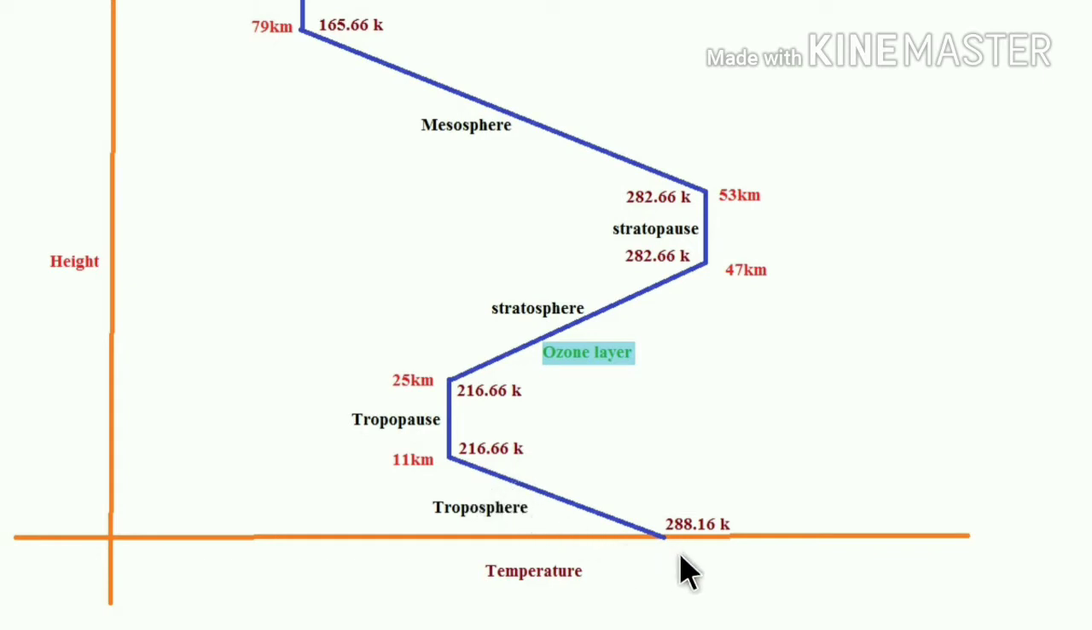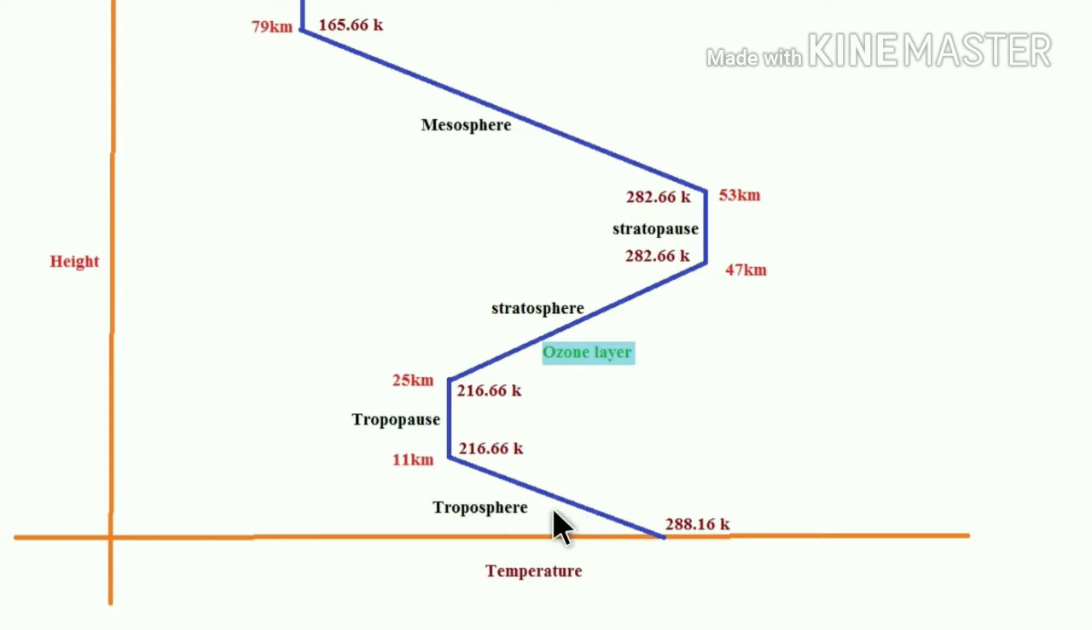Okay, most of the aircraft fly in the troposphere. Lapse rate will be 6.5 Kelvin per kilometer. It means that the temperature decreases 6.5 Kelvin per kilometer in this region. This is called troposphere. This is the first one.